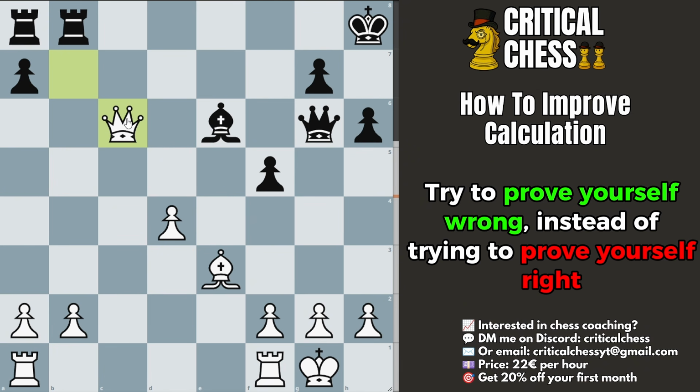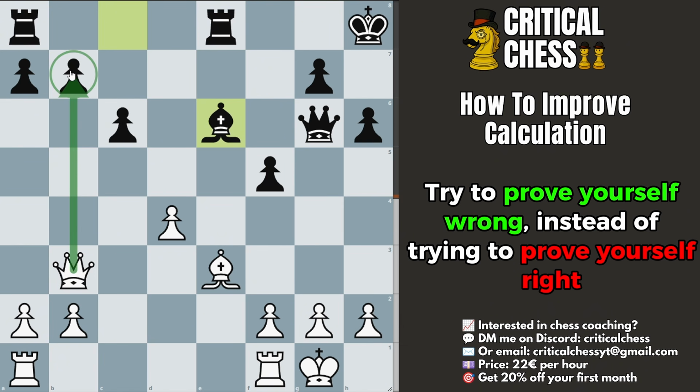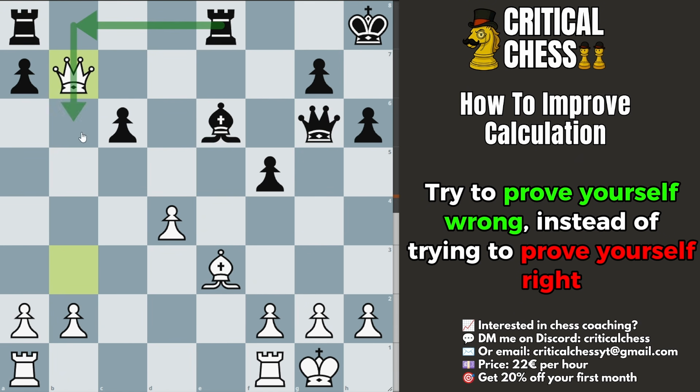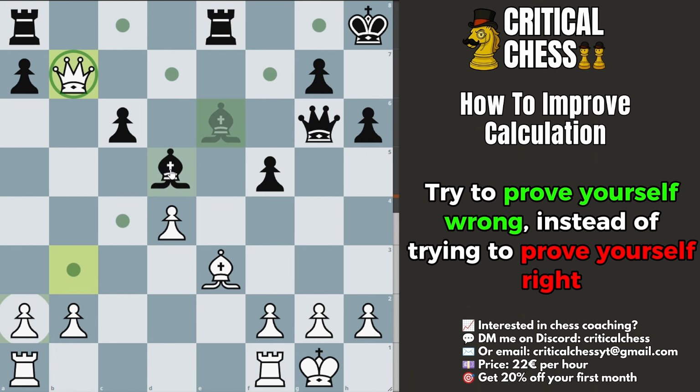However, this is sort of wishful thinking, and instead of proving yourself right, you need to try to prove yourself wrong. So for example, whenever you calculate this sequence out, queen takes b7, instead of looking for ideal resources for yourself, look at resources for your opponent. What is my opponent going to do here? Is he going to attack my queen, or is he going to do something else? And as it turns out, he's not going to attack your queen here. He's going to do something else.